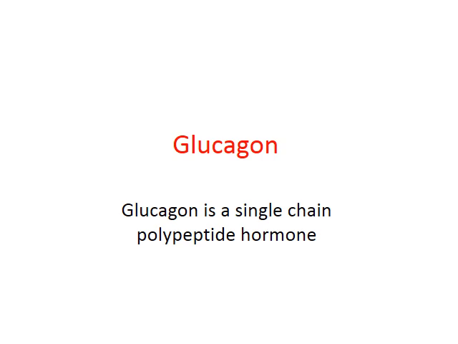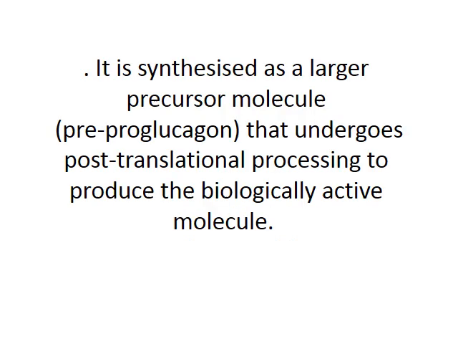Glucagon is a single chain polypeptide hormone. It is synthesized as a large precursor molecule, pre-pro-glucagon, that undergoes post-translational processing to produce a biologically active molecule.